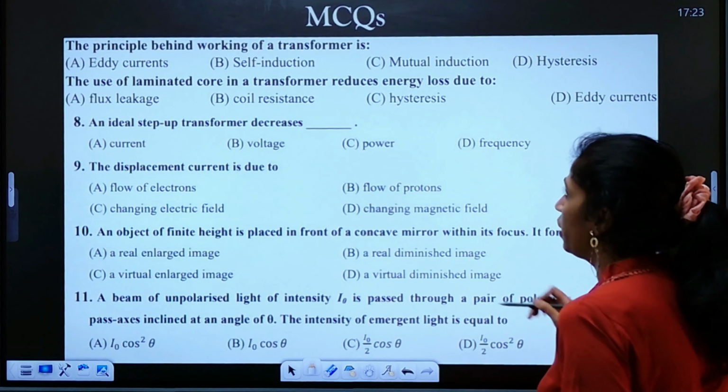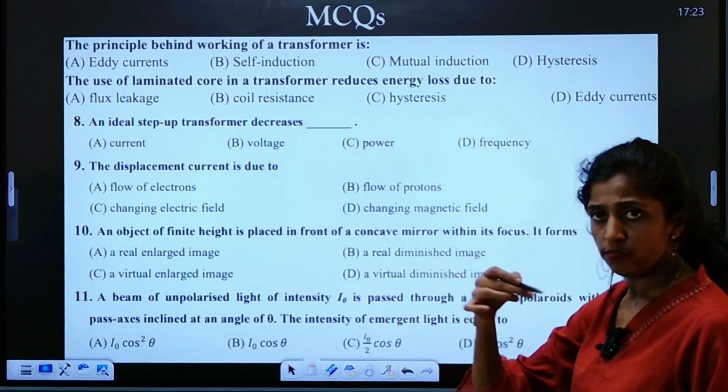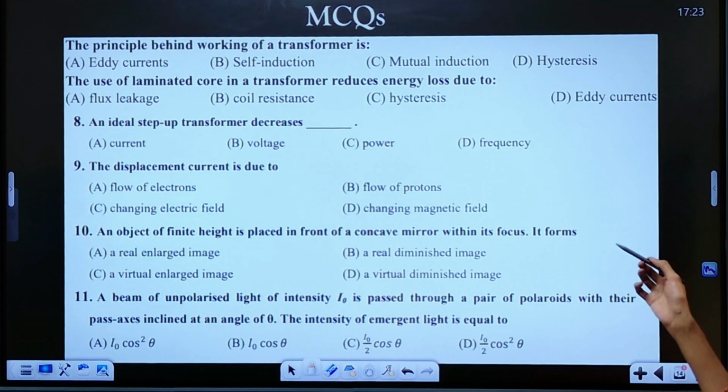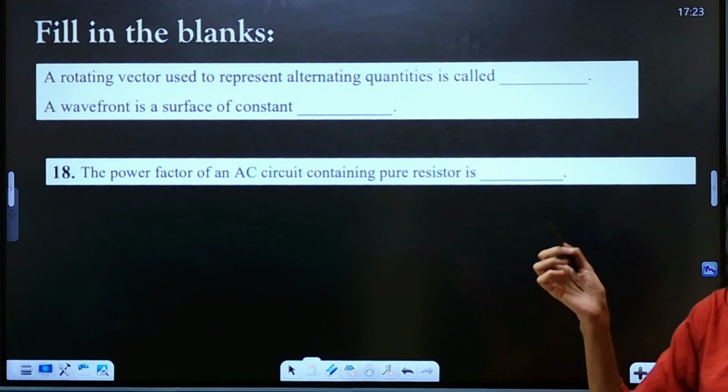Here are some MCQ questions which I've taken from a model paper. You can refer to this. I'll be attaching it.